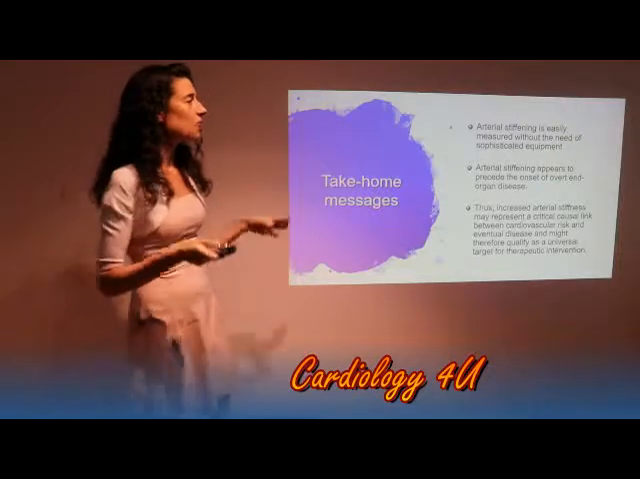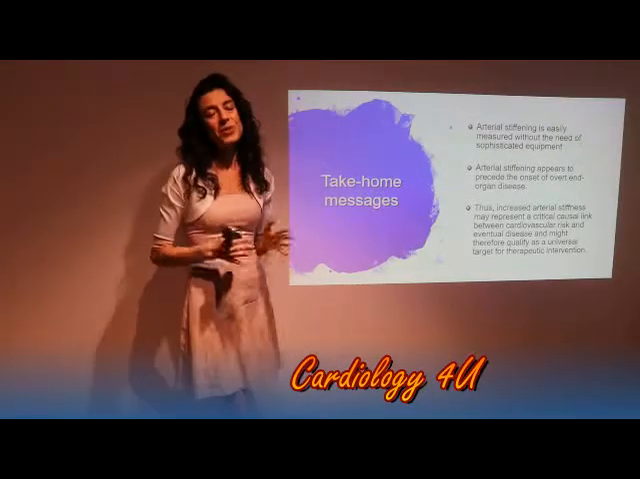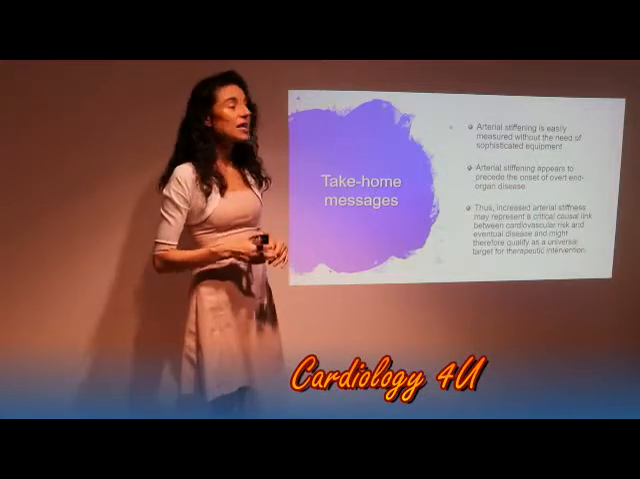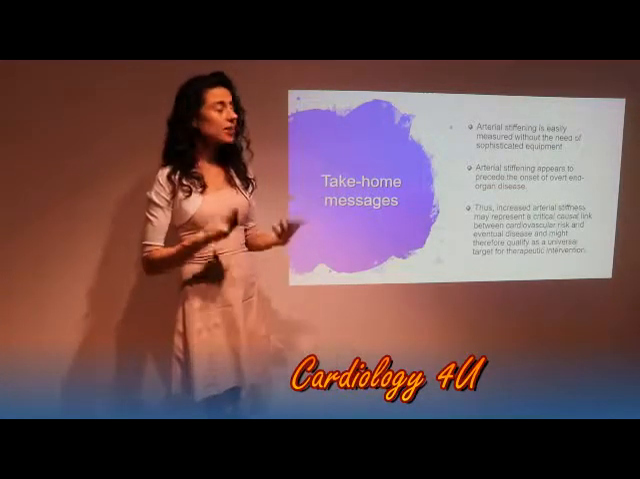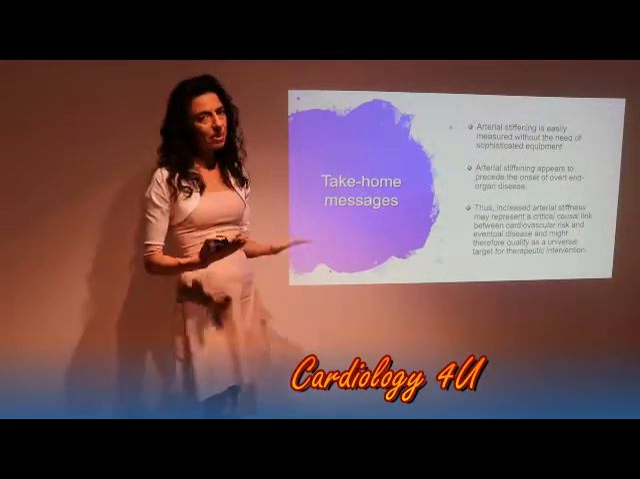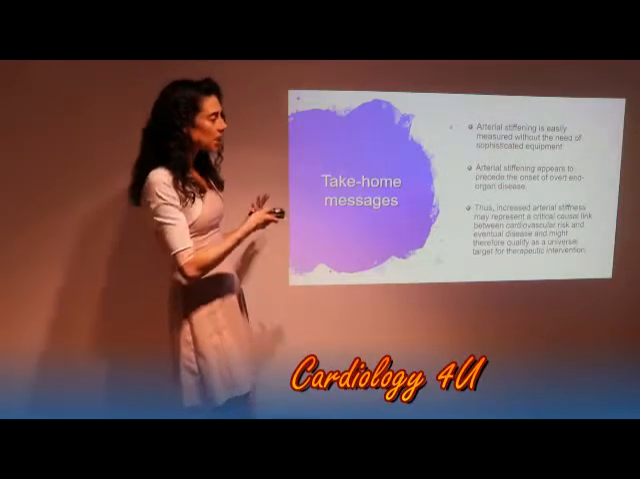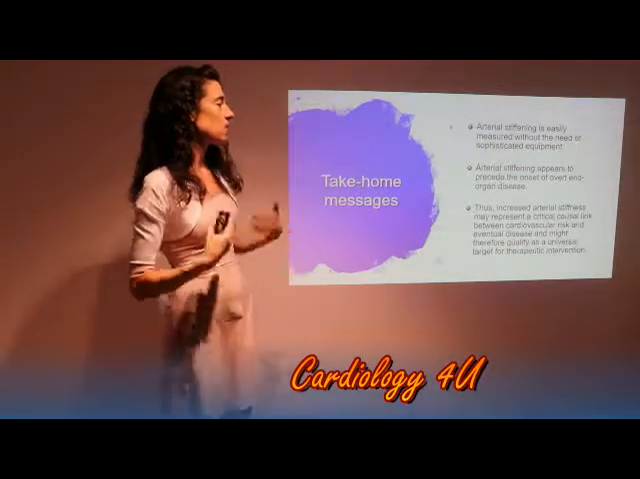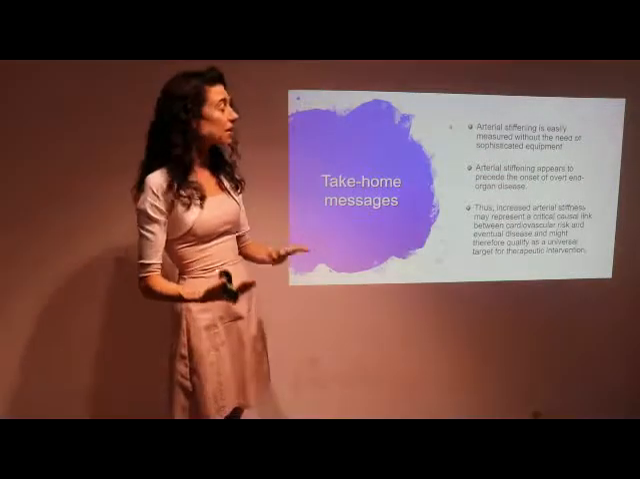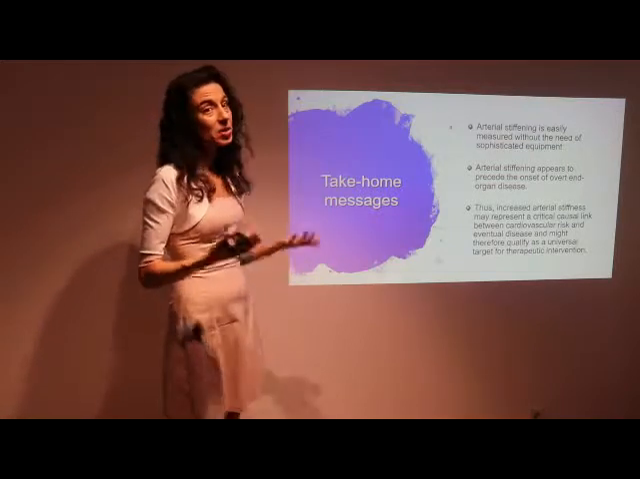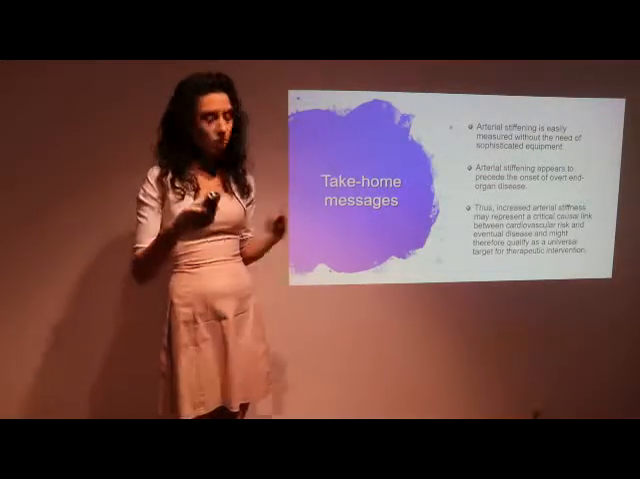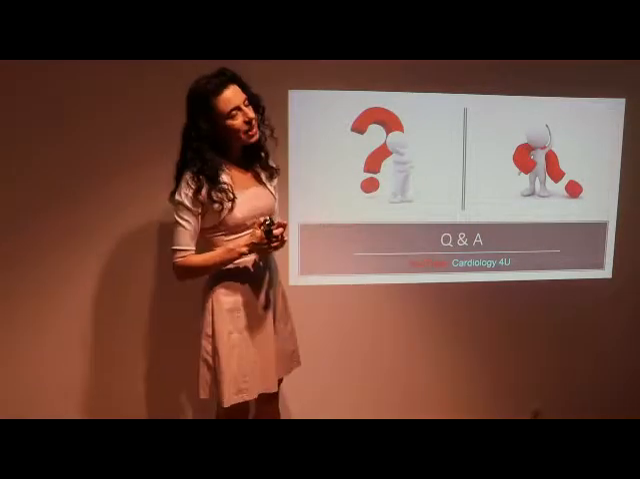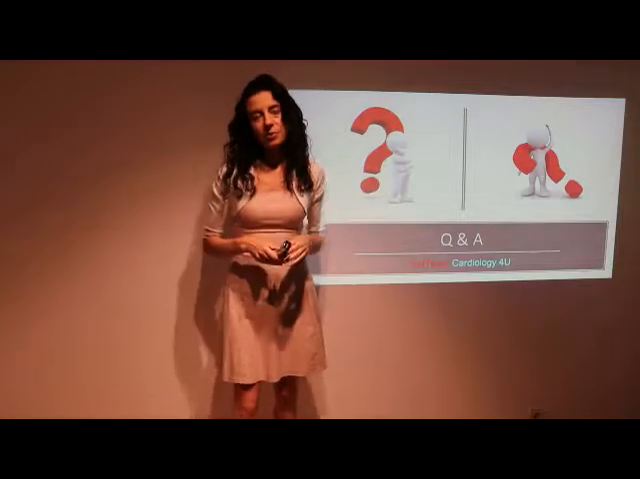A very important thing from this presentation is that arterial stiffness could be very easily measured without the need of any sophisticated equipment. It appears to precede the onset of overt organ damage, and considering all of these, the increased arterial stiffness may represent a critical causal link between the cardiovascular risk and the eventual disease, and therefore could qualify as a universal target for some therapeutic interventions. This was all that I intended for now to tell you about arterial stiffness.